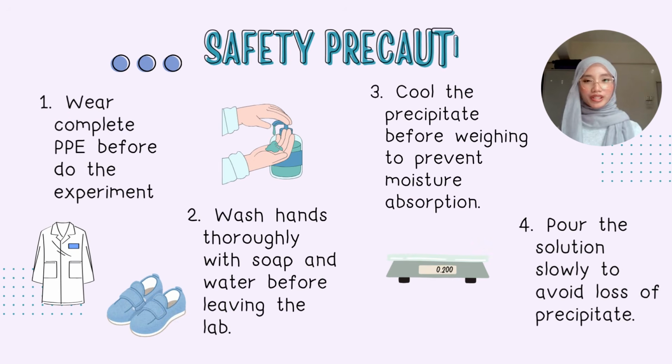There are safety implications that we need to consider while doing this experiment. Number one, wear the complete personal protective equipment (PPE) such as lab coat and enclosed footwear before doing the experiment. Number two, barium compound is toxic, so we need to wash our hands with soap and water before leaving the lab. Number three, cool the precipitate before weighing to prevent moisture absorption. Number four, pour the solution slowly into the filter paper to avoid loss of precipitate during filtration, which can reduce the final precipitate weight and affect the accuracy.